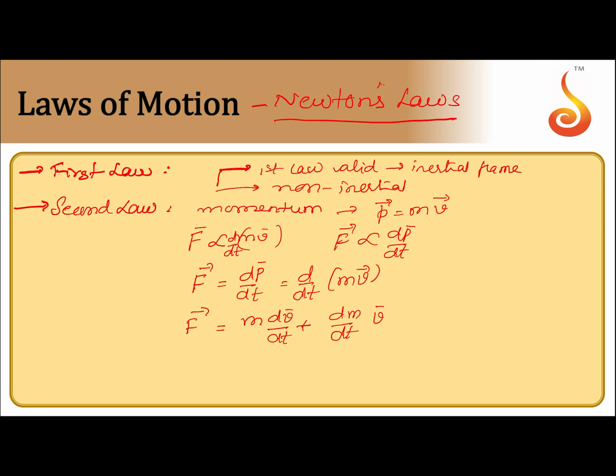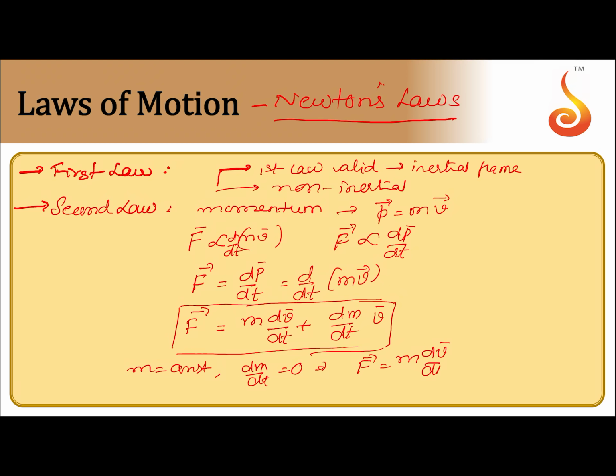That's right. So, the force can be written in this form, that is m into dv by dt plus dm by dt into v. Now, if the mass of the system is finite and constant with respect to time, so if m is constant with respect to time, then dm by dt becomes 0, and this gives me F is equal to m dv by dt, or this is nothing but m into a. This is the popular form of Newton's second law of motion.